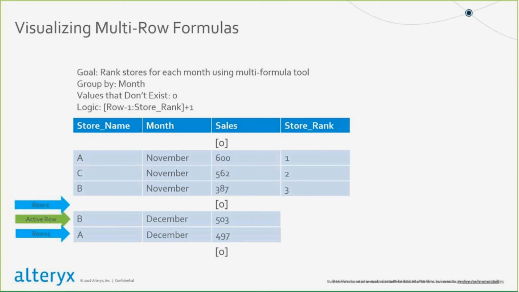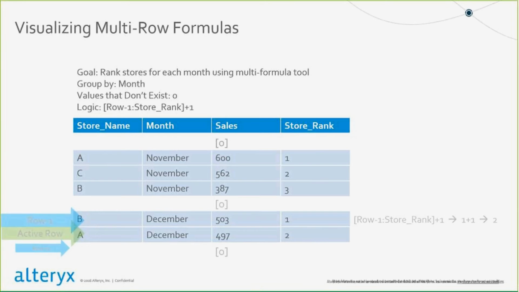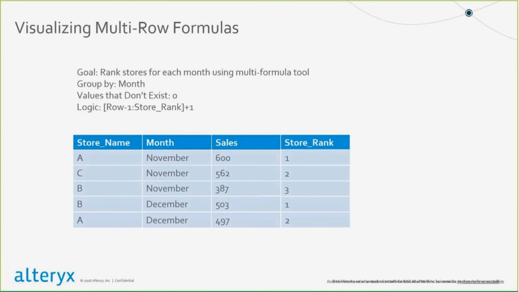Now for December, because we're grouping by month, it will start all over again. So it's going to insert this pretend row that doesn't really exist with the value of 0, and it's going to do the exact same thing it did for November. Now, if we weren't grouping, it would just keep counting. It would just make this a 4 and a 5. But because we're grouping by month, it starts all over, and that's how we have our store ranks.